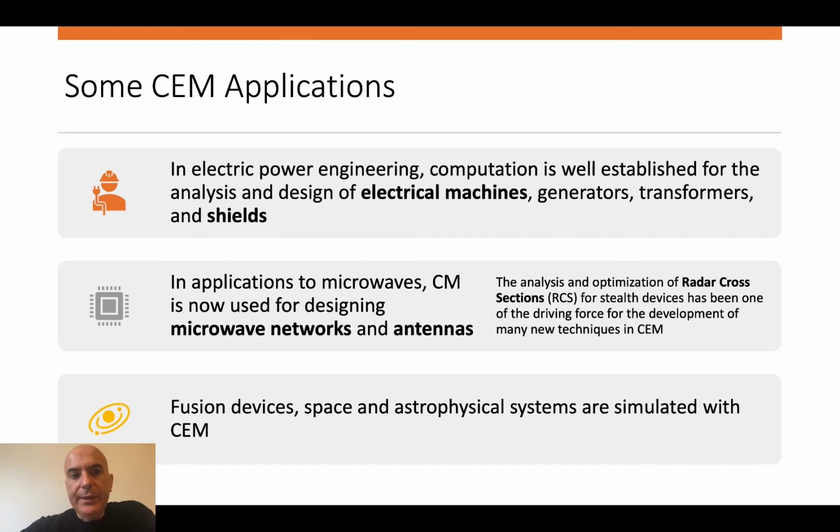So for instance, SAM is used in designing electrical power engineering systems, such as electrical machines, generators, transformers, and shields for electromagnetic waves. It's also widely used in microwave studies. So for instance, SAM is used for designing microwave networks, and in particular antennas. It's also used for studying plasma behavior in fusion devices, space, and astrophysical systems.